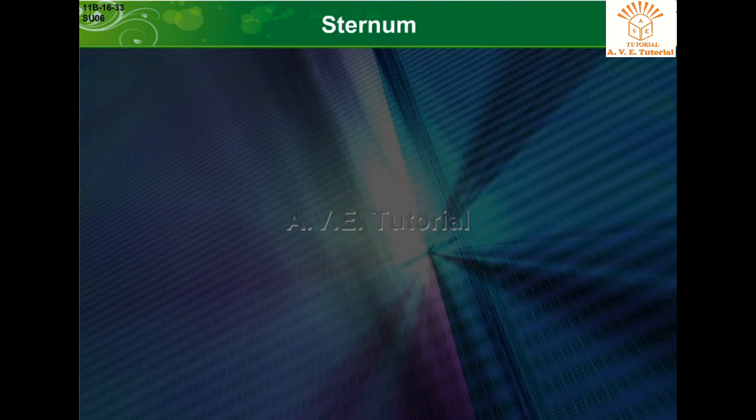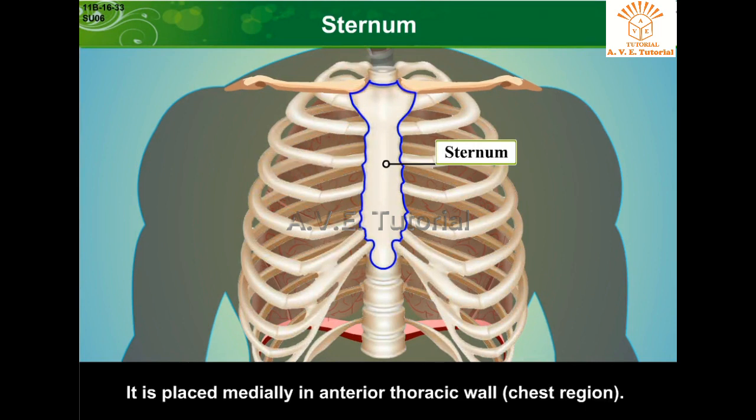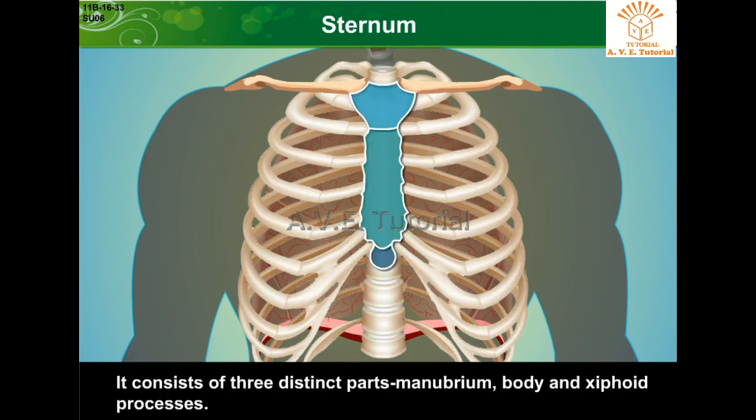Sternum. It is a flat, narrow bone around 15 centimeters in length. It is placed medially in anterior thoracic wall, that is chest region. It consists of three distinct parts: manubrium, body, and xiphoid processes.